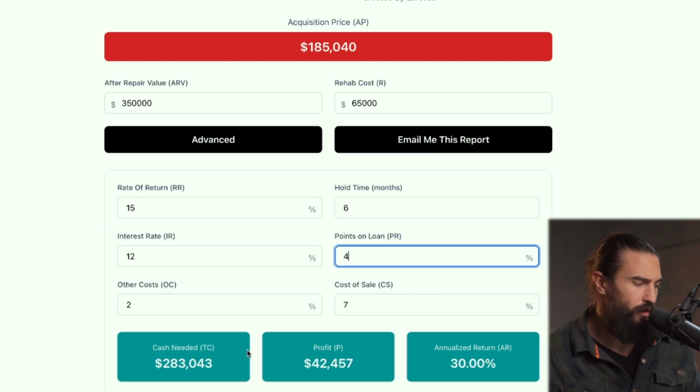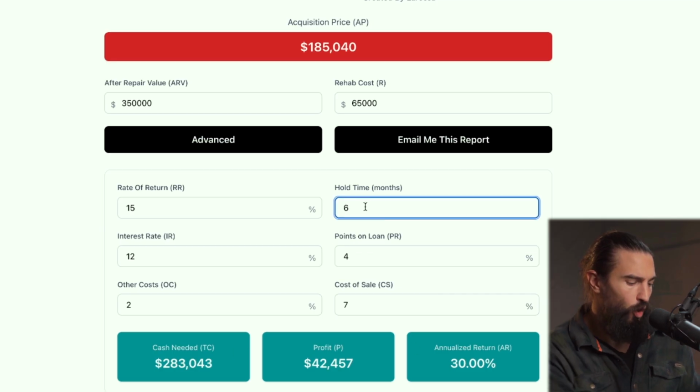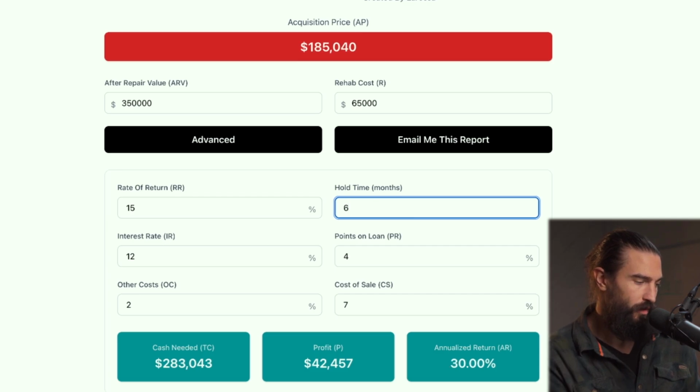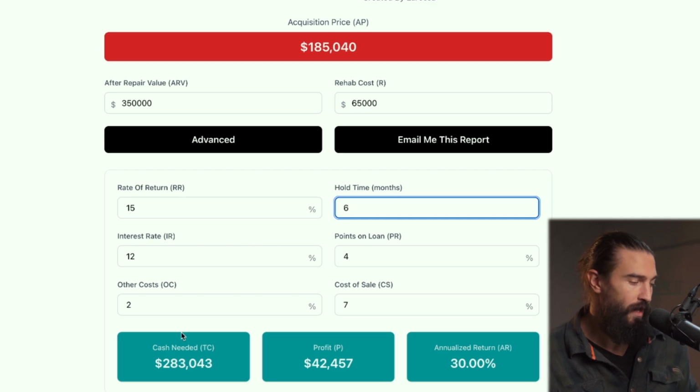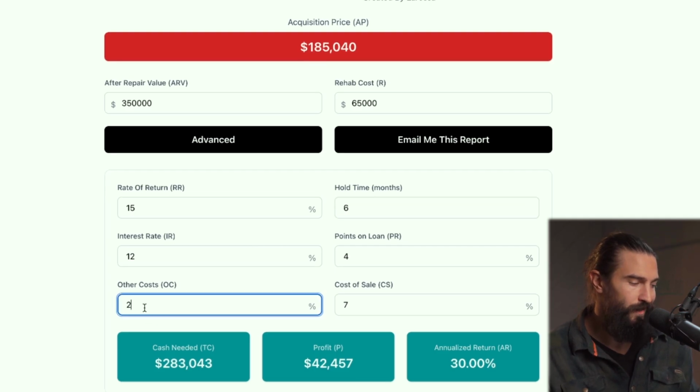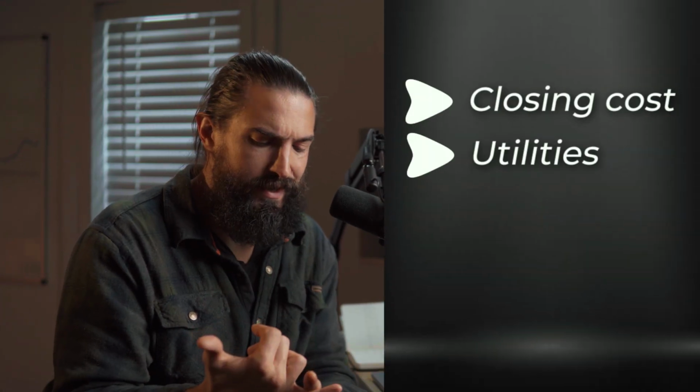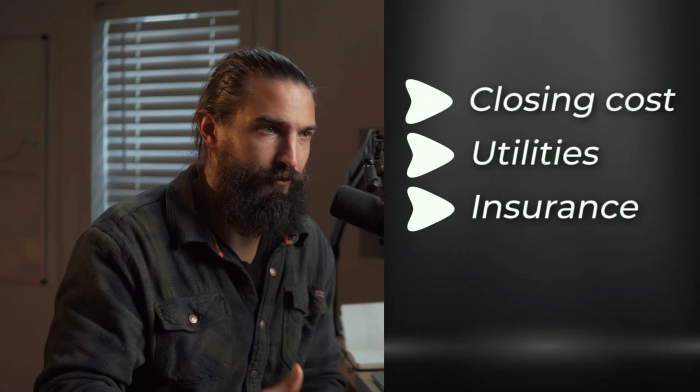Okay, so based on your interest, your hold time, obviously, if you're holding it for a whole year, you're paying a full 12%. If you're holding it for 6 months, you're only going to have to pay half of that because you're only holding it for half of the year. You get it. Other costs, 2%. This is just the way that I figure in closing costs, utilities, insurance that I'm going to have to pay for as I'm holding the property. I just figure it at 2% is my default.